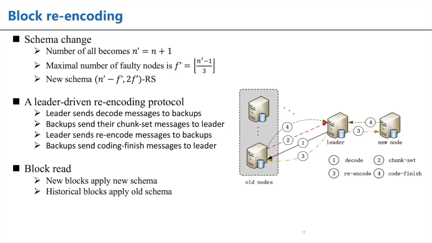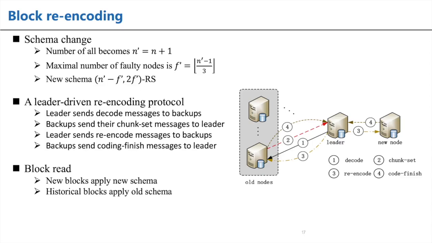BFT-Store arranges a node as the leader to coordinate the process of re-encoding, and the others are backups. With the addition of new nodes, the number of all nodes and faulty nodes becomes N' and F' respectively. The re-encoding is deployed round by round. There are 4 phases for re-encoding blocks in a coding round.